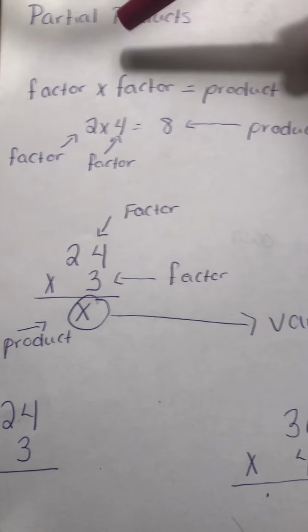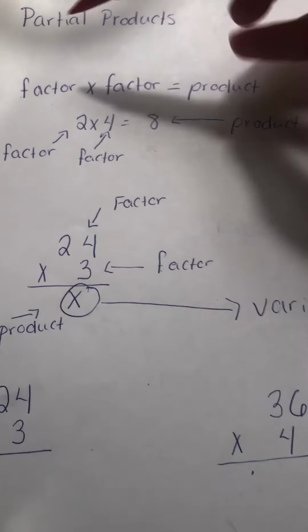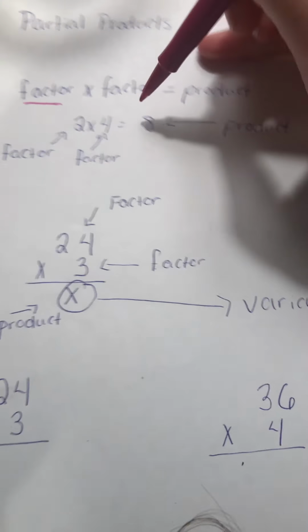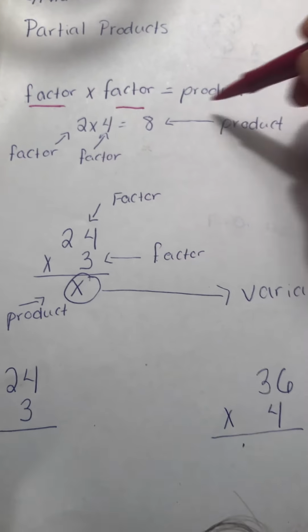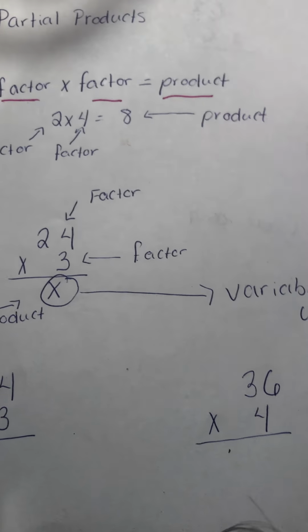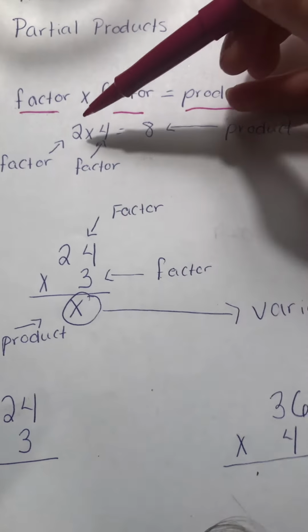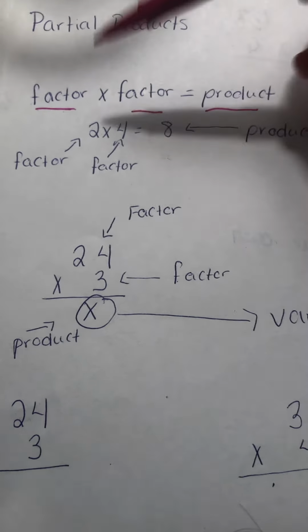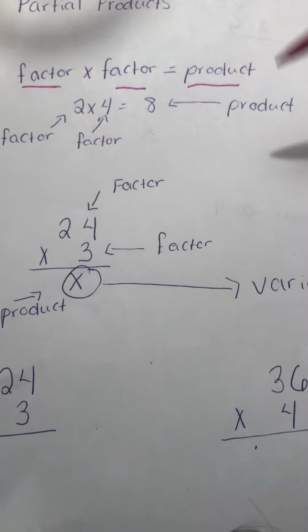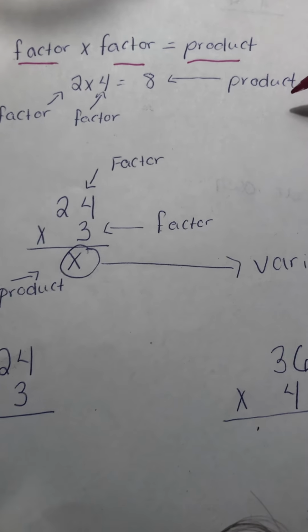All right, so with what we are learning, we know that a factor times a factor is equal to a product. And that's in any multiplication sentence. So if you look at this example of 2 times 4 equals 8, 2 and 4 are your factors. 8 is your product. All right?